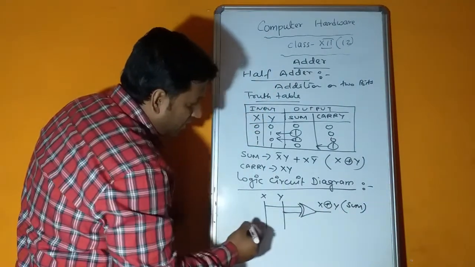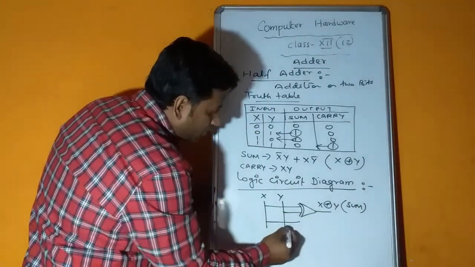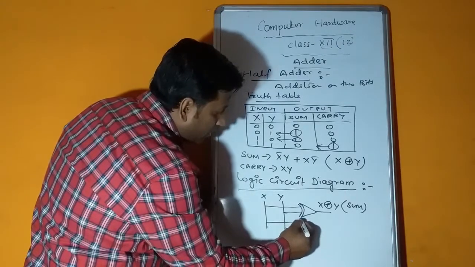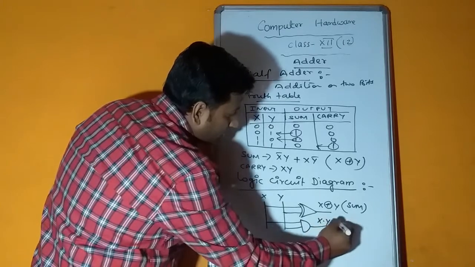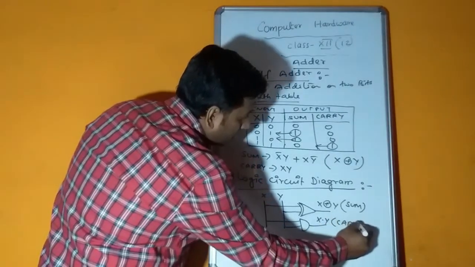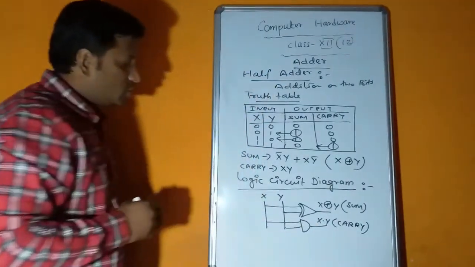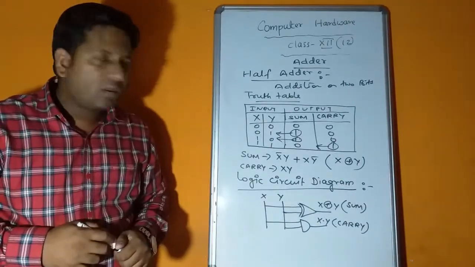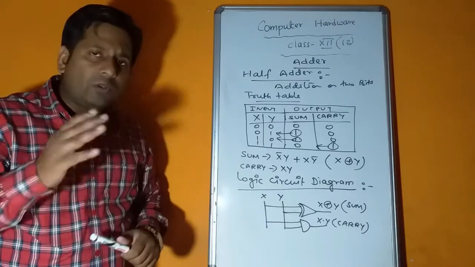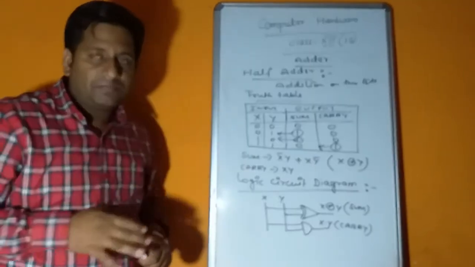And for the carry, x and y we have. So I will take a line for x and for y, and I will make the AND gate, that is x dot y. This is known as carry. So children, understood? So this is the total about half adder. Okay, now in the same way we'll move to full adder.